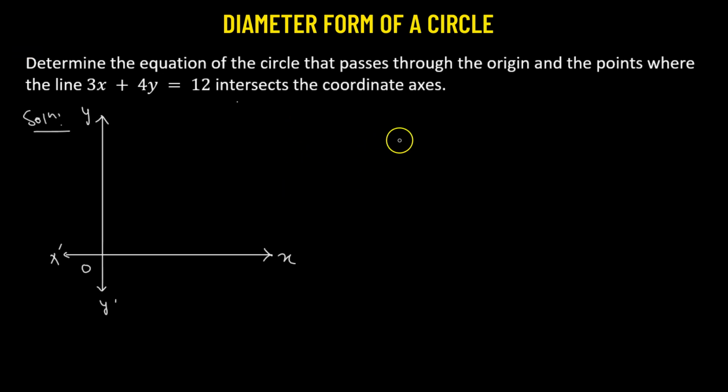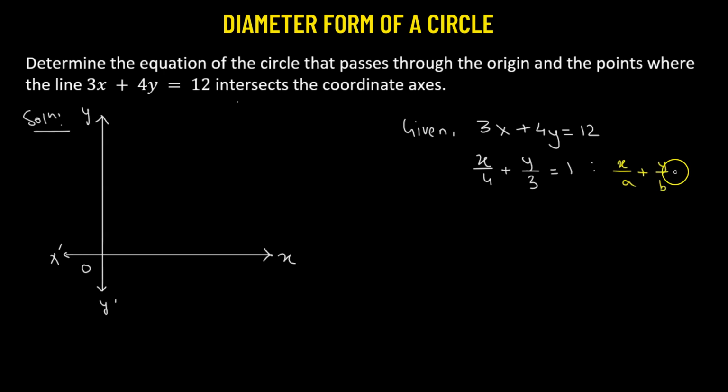So here we have the coordinate axes. Let's first try to sketch the line. We are given the equation of a line, 3x plus 4y equals 12. Now what we do? We'll divide each term by 12. So we're going to get x over 4 plus y over 3 equals 1. And this is the intercept form of a line, which is x over a plus y over b equals 1. Here a gives us the x-intercept and b gives us the y-intercept.